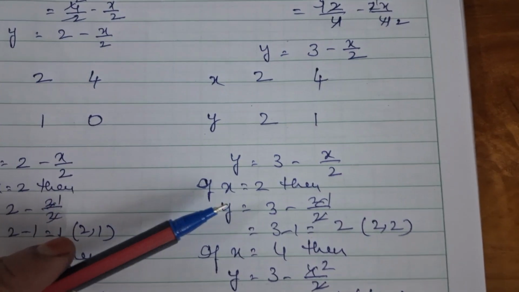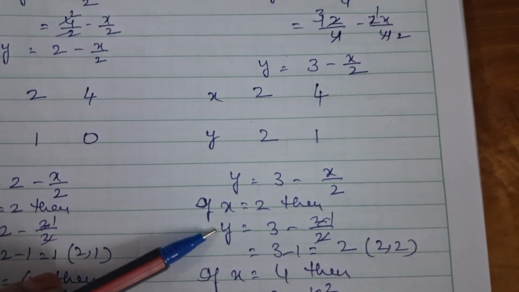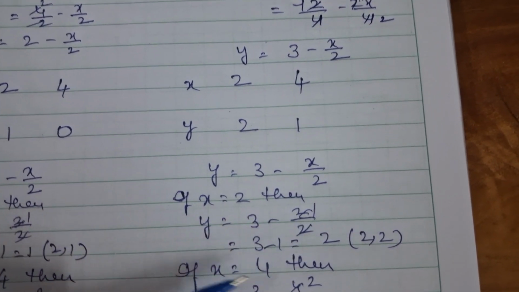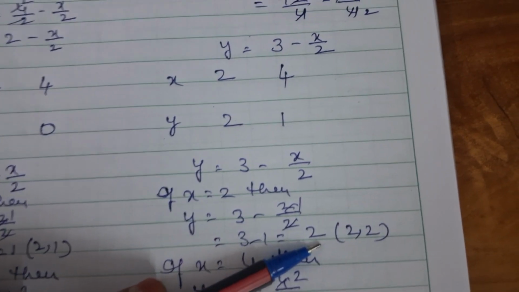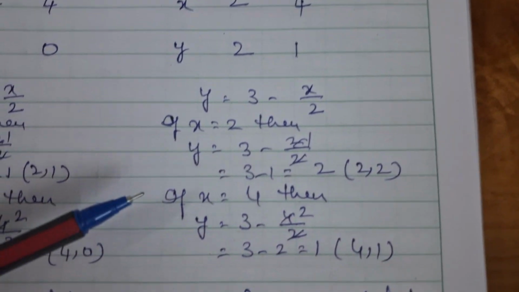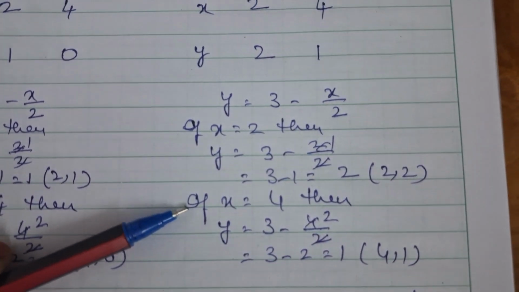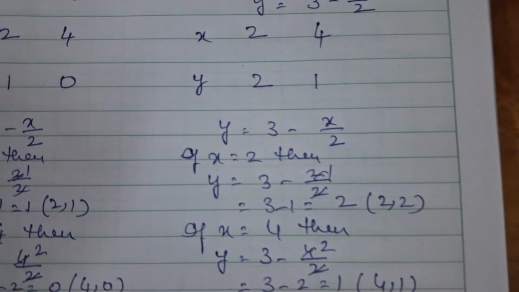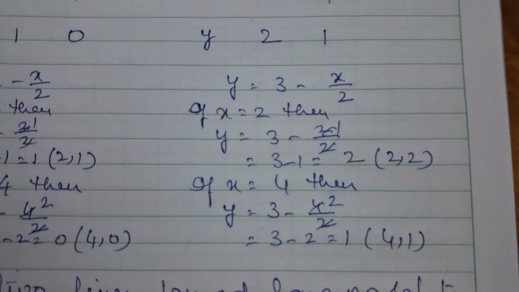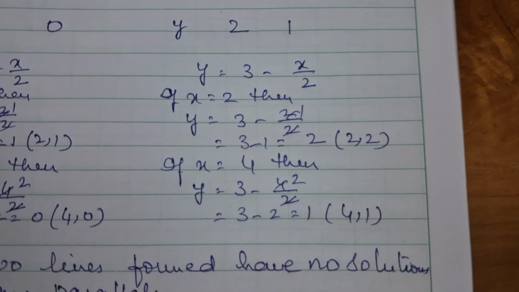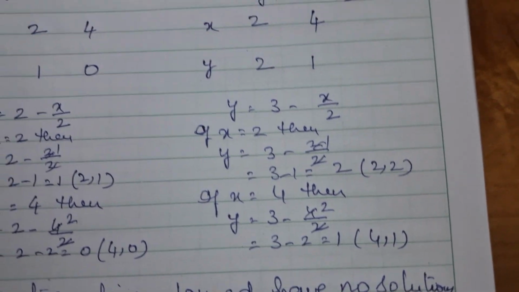So I took x value as 2. Y is equal to 3 minus 2 by 2. That is 1. 3 minus 1, 2. So 2 comma 2 is the ordered pair. And I have taken x value as 4. So y is equal to 3 minus 4 by 2. That is 3 minus 2, that is 1. 4 comma 1 I have got. So these values I have substituted here in the graph.